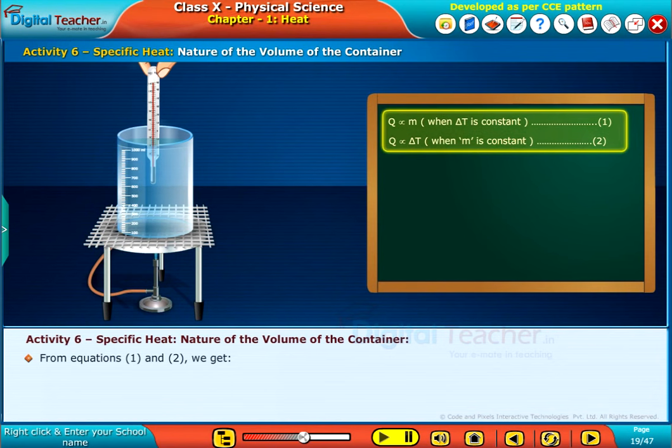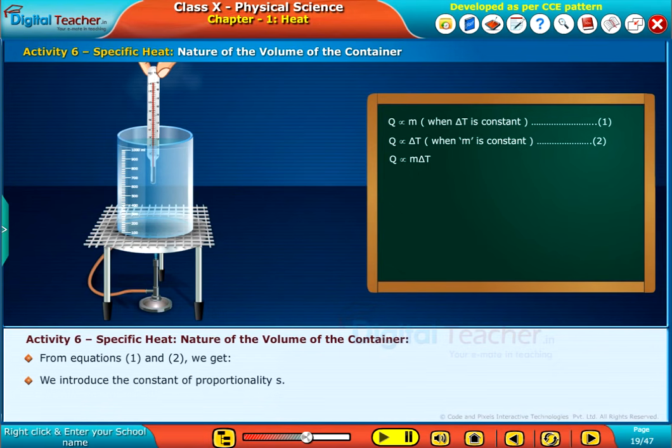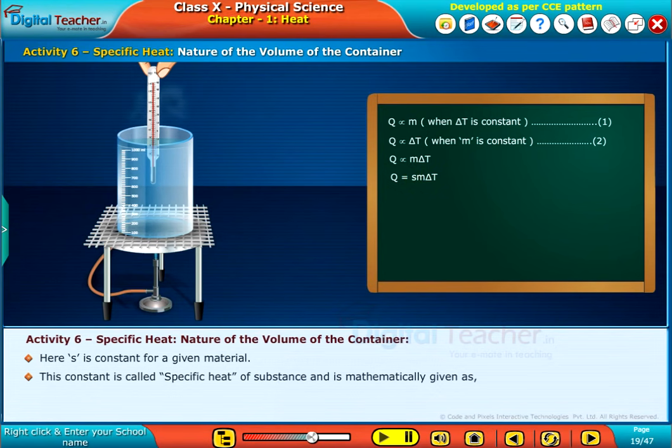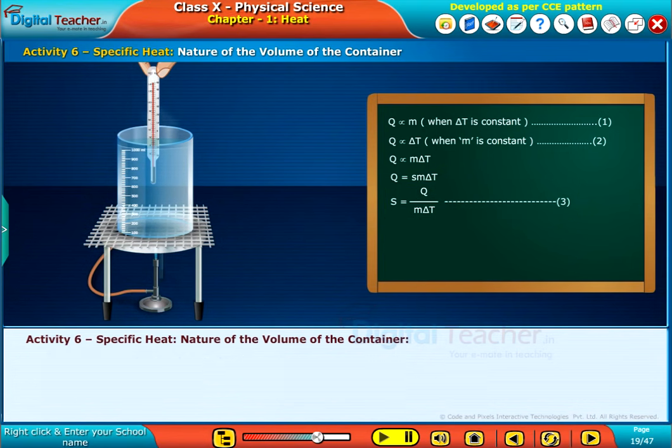From equation 1 and 2, we get Q directly proportional to m delta T. We introduce the constant of proportionality S. Q is equal to Sm delta T. Here S is a constant for a given material. This constant is called specific heat of substance and is mathematically given as S is equal to Q by m delta T. Consider it as equation 3.